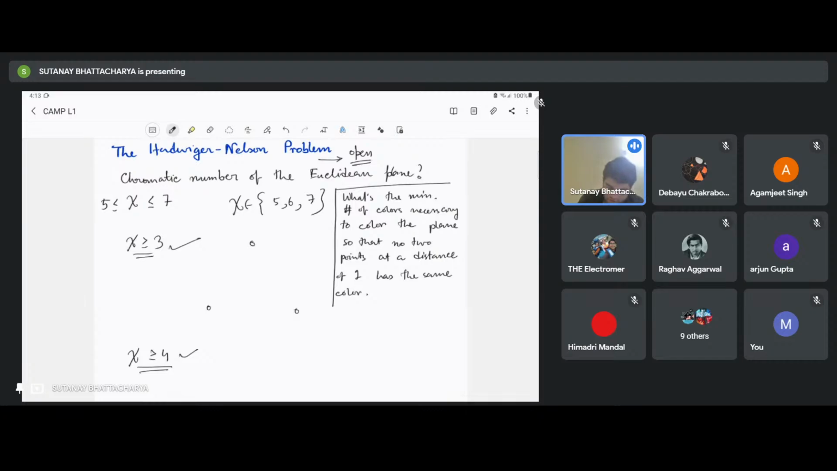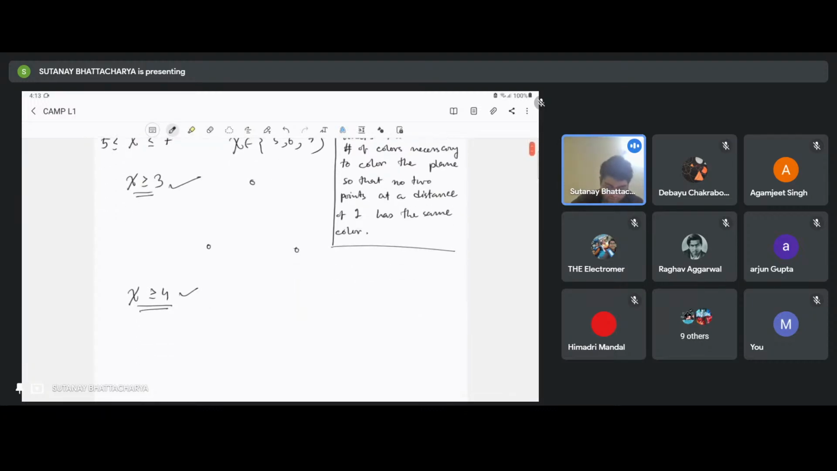If you want, you can also try proving this for Z squared. I guess that's not a particularly hard problem, but it's a nice exercise. What do you guys think the answer is for Z squared? If you're trying to just color the integer lattice with colors, so that no 2 points with unit distance are the same color, how many colors would you need?